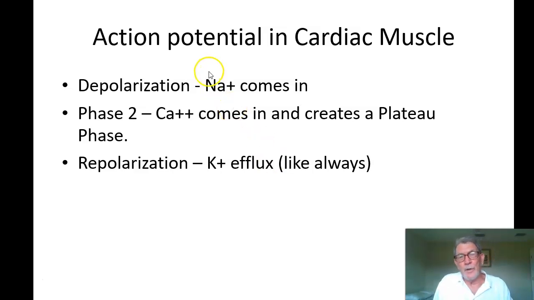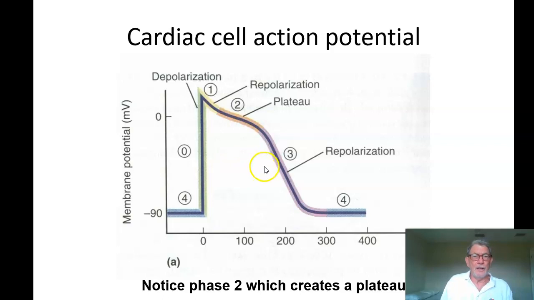So here again, we have sodium in, calcium in, potassium out. So here's how it looks. Sodium in, it goes really fast because you've got a strong gradient. That -90 really pulls that sodium in, so you have a really strong influx of sodium.